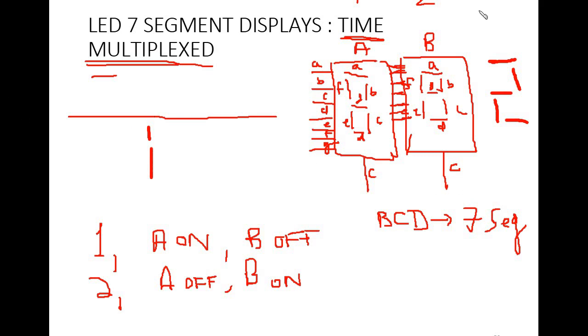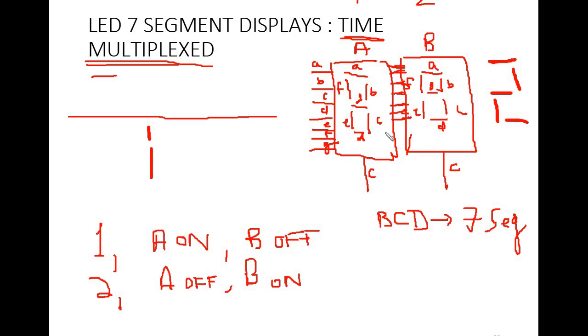So if we want to display 12 in this scheme, we'll first send the code for 1, which is B and C are on and all other segments are off. So we supply a code of 1 and we turn the display A on and we turn the display B off. So 1 is displayed over here for a little short period of time. Let's say 10 milliseconds or 20 milliseconds.